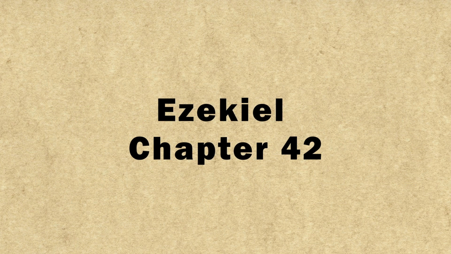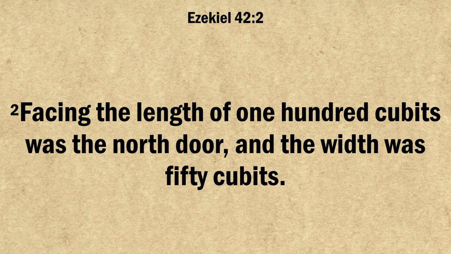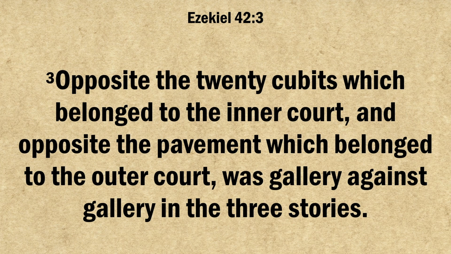Ezekiel chapter 42. Then he brought me out into the outer court, the way toward the north. Then he brought me into the room that was opposite the separate place, and which was opposite the building toward the north. Facing the length of 100 cubits was the north door, and the width was 50 cubits. Opposite the 20 cubits which belonged to the inner court, and opposite the pavement which belonged to the outer court, was gallery against gallery in the 3 stories.